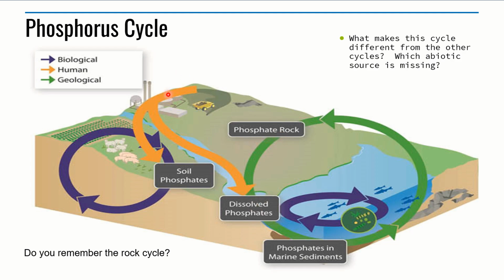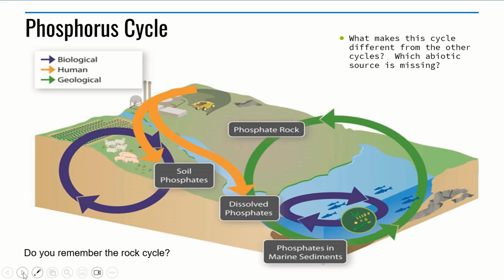Finally, we have human processes where humans can mine those rocks, break it down into fertilizers, add it to the fields, it gets back into the soil. It runs off into the oceans, it gets into the oceans and other water sources as well, which then it can be absorbed by living organisms. So you have that cycling there as well. So humans can kind of add to the cycling of the phosphates.